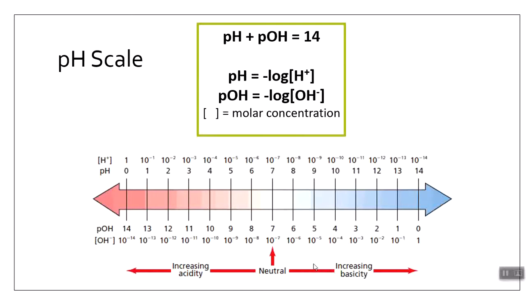Now the other thing I want you to notice before we move on to our practice problems is, if you look at these numbers for the concentration, they are very, very small numbers, right? 10 to negative 6, 10 to negative 9, 10 to negative 14. These are really small numbers, okay?